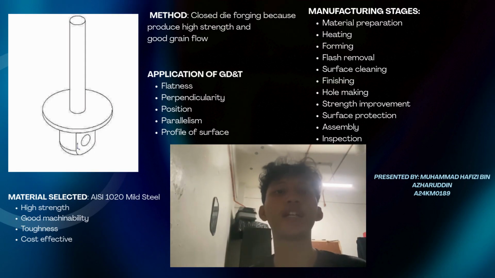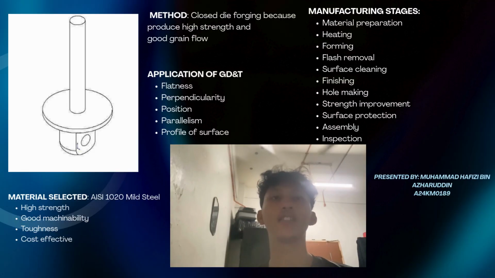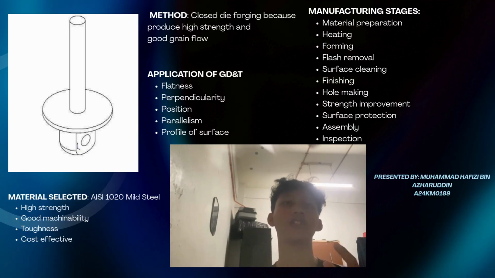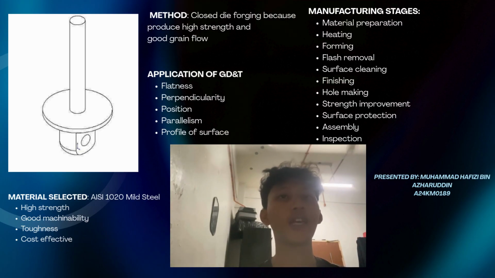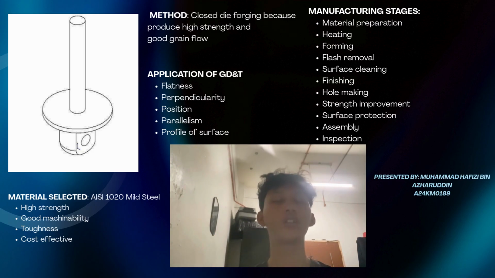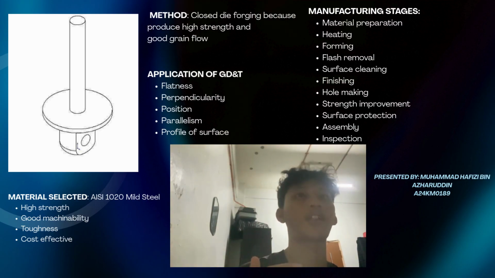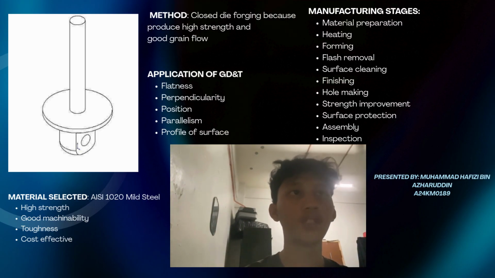So the last part is base. The material that we selected is AISI 1020 mild steel. It is because it has high strength, good machinability, toughness and is cost effective. For the production method, actually there are several methods, but I will choose closed die forging because it produces high strength and good grain flow.